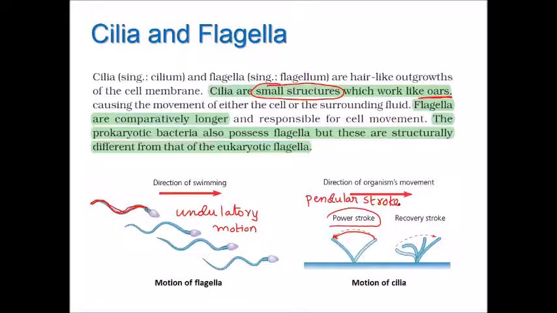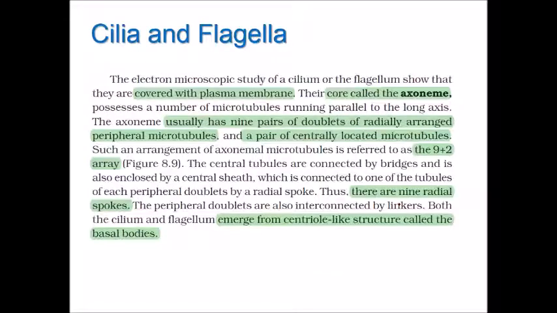So let's see what the internal structure of cilia and flagella is. The internal structure is exactly the same. If you take a cilia and flagella, cut it, and take a cross section, internally it will look exactly the same. If you put it under the electron microscope, you'll see that both of them are covered by a cell membrane or plasma membrane. They have a core region, called the axoneme, and this axoneme is made up of a number of microtubules.